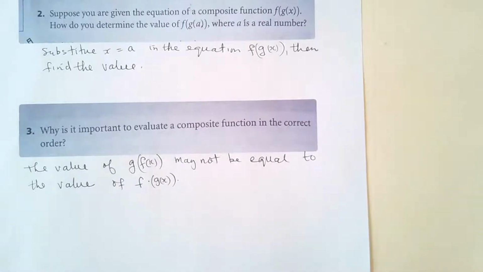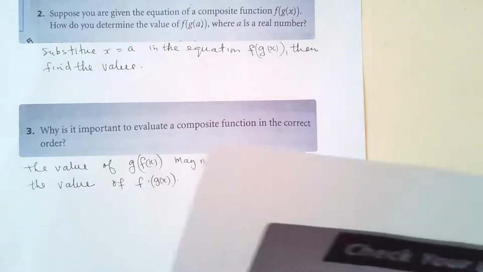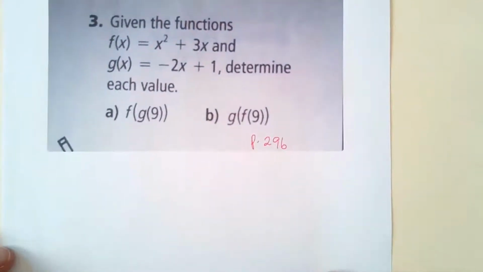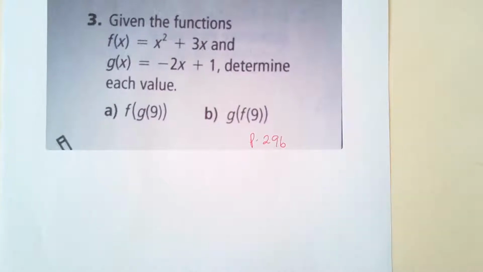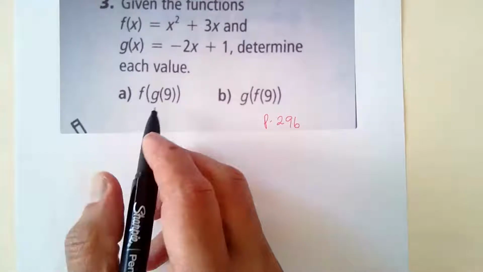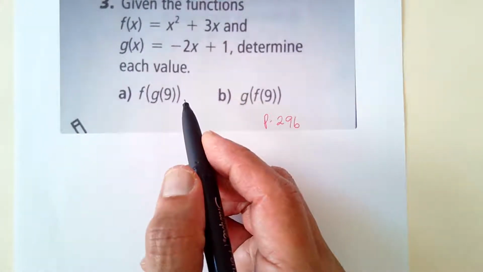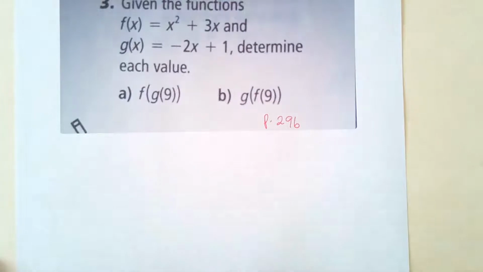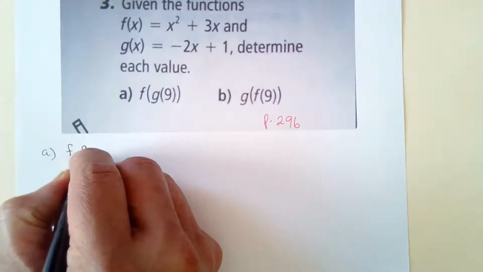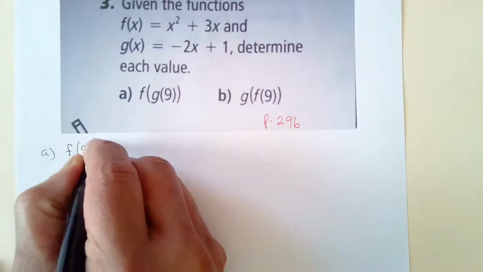Okay, let's look at a couple of check your understanding questions, and this is found on page 296 of your textbook. So given the function f of x is equal to x squared plus 3x, and g of x is negative 2x plus 1, determine each value. So I'll do each one. So let's look at f of g of 9.